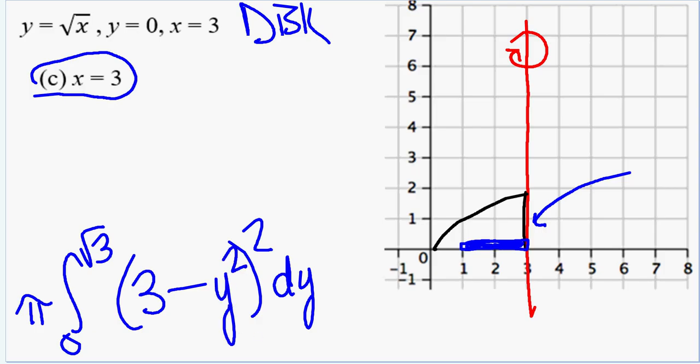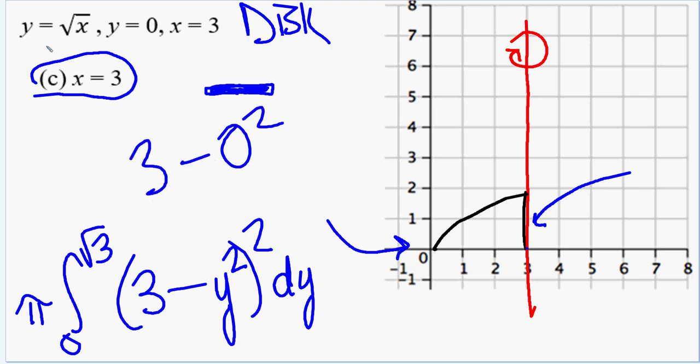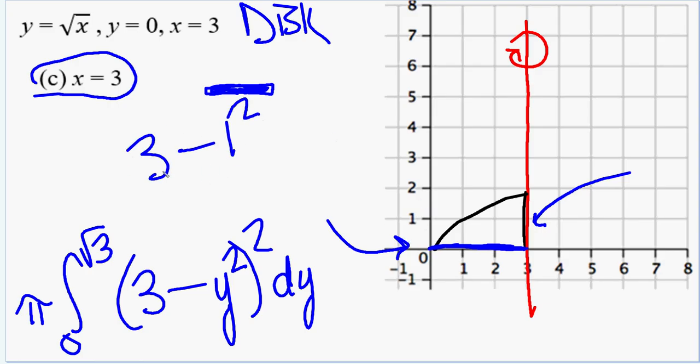Now, I do like to check a couple of these, especially at the extremes. If I put in y is 0, I would get 3 minus 0 squared. That's equal to 3. And when y is 0, my rectangle here would be 3 units long. Let's plug in a 1. 3 minus 1 squared is 3 minus 1, or 2. At y is 1, this rectangle would be 2 units long.